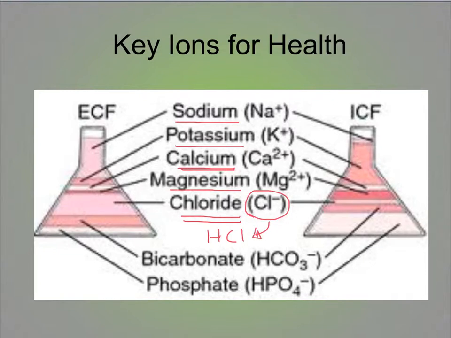The bicarbonate ion, or the hydrogen carbonate ion, is very important in keeping the pH of your blood at the right level. And then phosphate is also involved in a number of impulse-related activities.